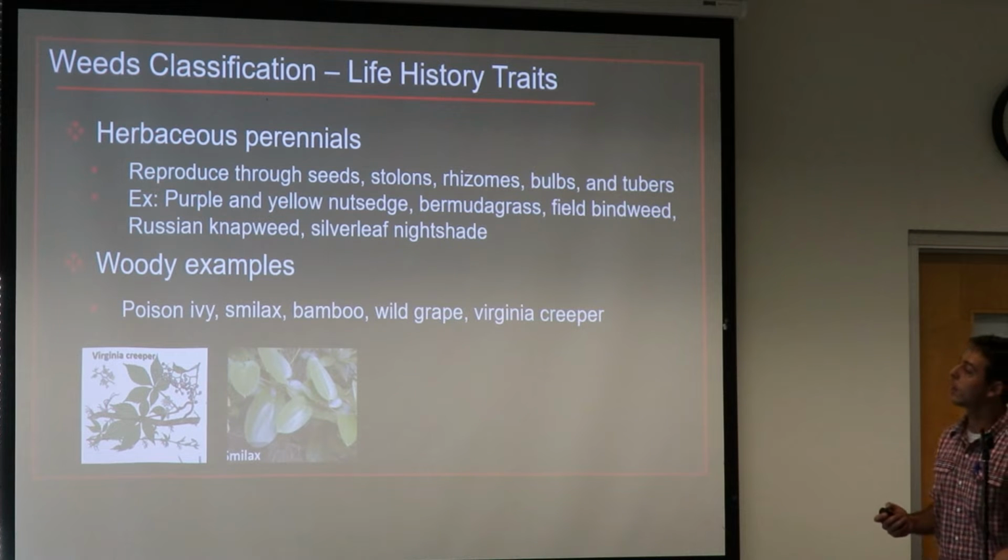And again, just another ramification about the perennial plants, we can have the herbaceous ones and the woody ones. So basically, herbaceous means they lack woody stems. So that's probably the most common ones. Field bindweed, another super tough to control weed, very deep root system with the rhizomes, Russian knapweed, Bermuda grass, purple and yellow nutsedge, and then our woody perennials, which are basically our shrubs and small trees, poison ivy and Virginia creeper, for example.